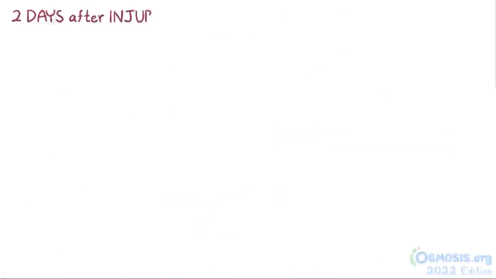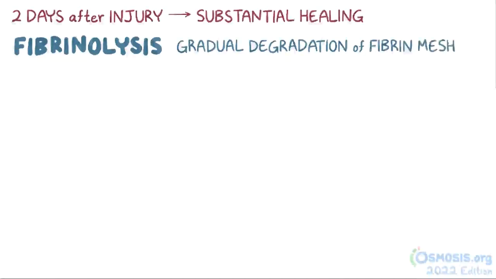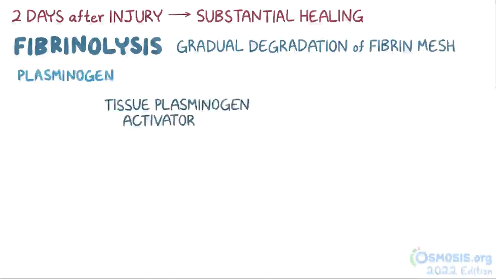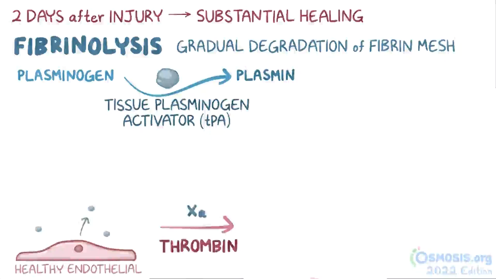Approximately 2 days after an injury happens to a blood vessel and the blood clot forms, it's time for the body to dissolve the blood clot through a process called fibrinolysis, which is the gradual degradation of the fibrin mesh. To do this, a circulating protein produced by the liver called plasminogen gets converted by an enzyme called tissue plasminogen activator, or TPA, into its active form called plasmin. Normally, healthy endothelial cells release only tiny amounts of TPA, but when they're exposed to coagulation factors produced during secondary hemostasis, factor 10A and thrombin in particular, they start making lots of TPA.